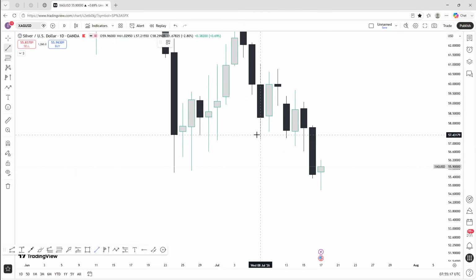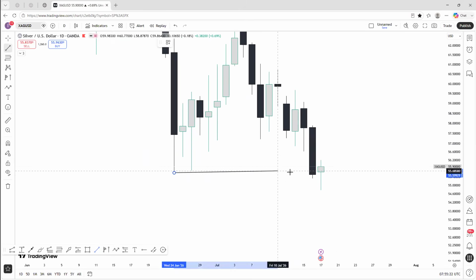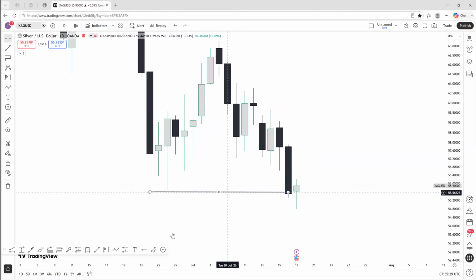Okay, so that is silver. Let's start with silver on the daily time frame. On the daily time frame, we have this structure. You can see price took out this sell side liquidity. So on the daily time frame, we have a liquidity sweep.